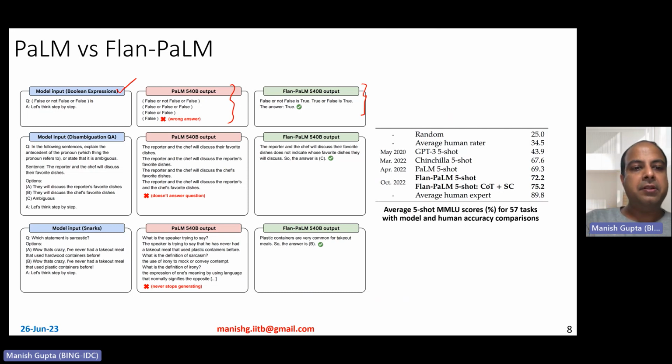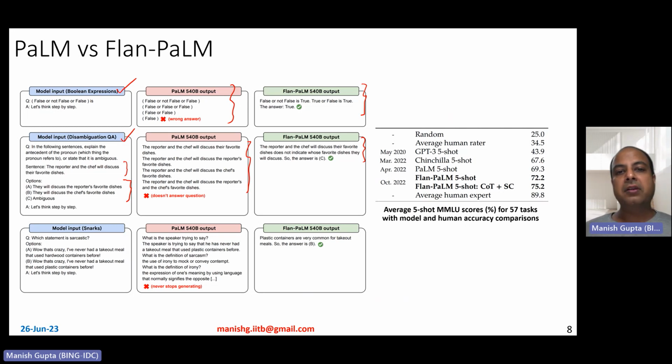Okay. Here is another example of disambiguation question answering. In the following sentence, explain the antecedent of the pronoun or state that it is ambiguous. So the sentence is: the reporter and the chef will discuss their favorite dishes. And you choose one of the 3 options: they will discuss the reporter's favorite dishes, they'll discuss the chef's favorite dishes, or it's ambiguous. Now, the PaLM 540 billion parameter model just does not get it. It basically gets into this repetitive mode. Reporter and chef will discuss their favorite dishes. Reporter and chef will discuss reporter's favorite dishes, and so on and so forth, right? So it does not answer the question. But Flan PaLM 540 billion very nicely gives the reasoning and also answers it correctly. So reporter and chef will discuss their favorite dishes does not indicate whose favorite dishes they will discuss, and so the answer is C.